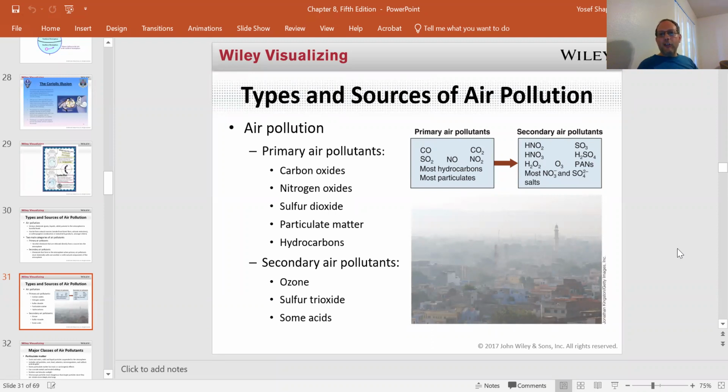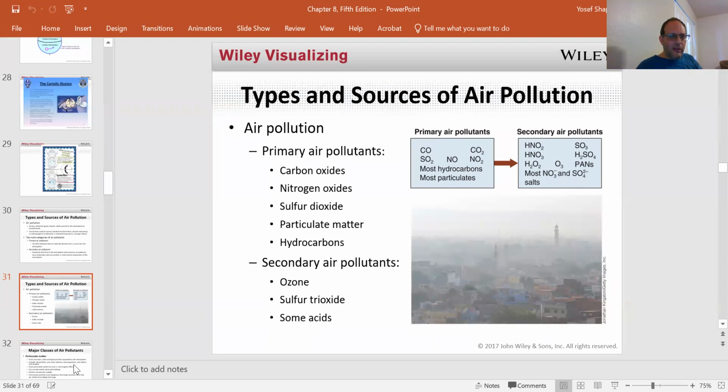Secondary pollutants. Some of these things are already up in the air and they start reacting with each other. You get things like nitrous acid and nitric acid, HNO2 and HNO3. You get hydrogen peroxide, the stuff you use for treating cuts, H2O2. Sulfur trioxide, H2SO4, which I mentioned a minute ago is sulfuric acid, and PANs, which I'm not going to go into at this moment. Most of these nitrates, nitrites, sulfites and sulfates are the salt version of it. That's a chemical term: when there's an acid-base reaction, you end up with a salt.